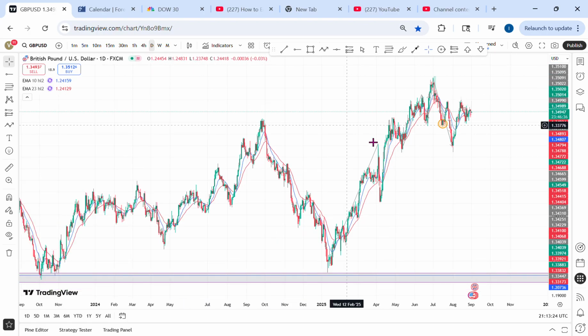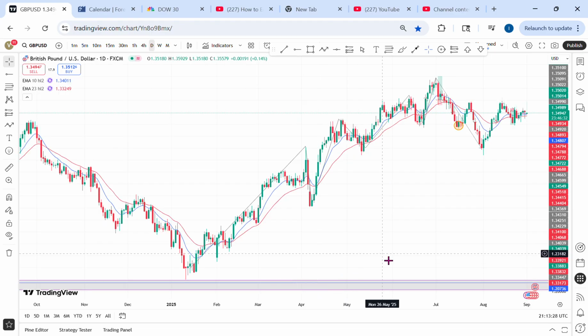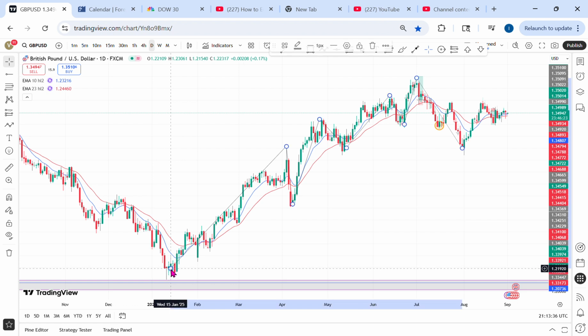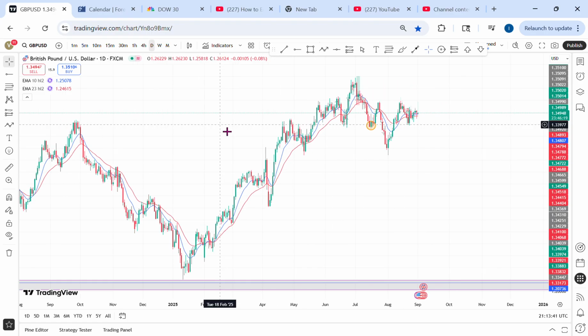On the daily time frame, you can see the market is breaking highs and creating lows on the daily time frame.